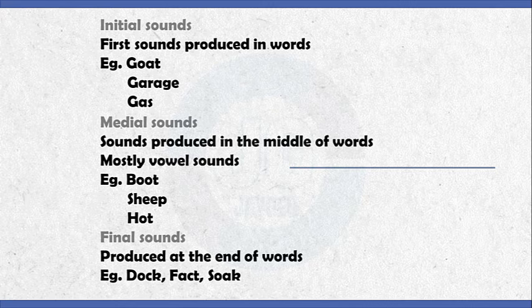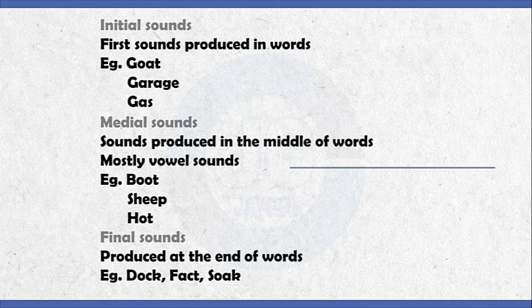Medial sounds are also present in the first 5 tests. They are sounds produced in the middle of words. Medial sounds mostly contain vowel sounds: a, e, o, u, and can be pronounced long or short, depending on the test. Example: boot, sheep, hot, pot. The emphasis in these words is the middle sounds that we can hear when they are pronounced.